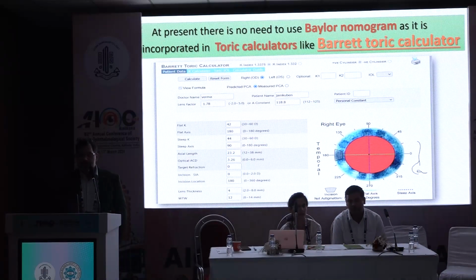At present, there is no need to use the Baylor nomogram, because in toric calculators like the Barrett toric calculator, the Barrett nomogram is incorporated. If you want to find out the IOL power in with-the-rule or against-the-rule astigmatism, it is possible. But you would find the IOL power by the Baylor nomogram in oblique astigmatism, and you have to use a lot of mathematical formulas. So there is no need to go for this. You just go to the Barrett toric calculator; the Baylor nomogram is incorporated in it.